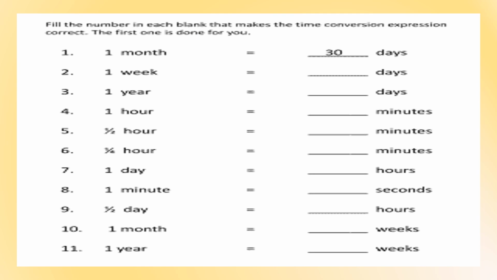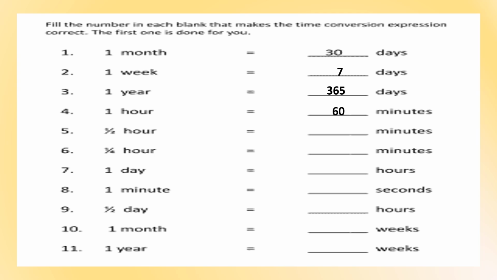Now children, fill in these blanks to make the time conversion expressions correct. The first one is done as an example for you. You can easily write it, so that you can do conversion easily with the help of this. So 1 month is equal to 30 days. How many days does 1 week have? That is 7 days. How many days does 1 year have? That is 365 days. How many minutes does 1 hour have? That is 60 minutes.